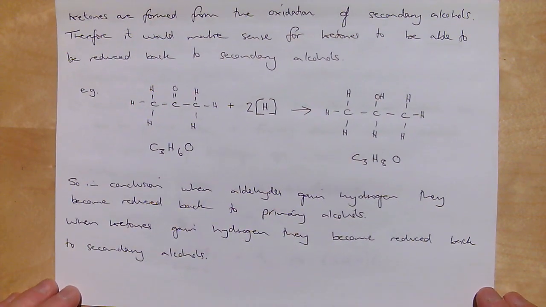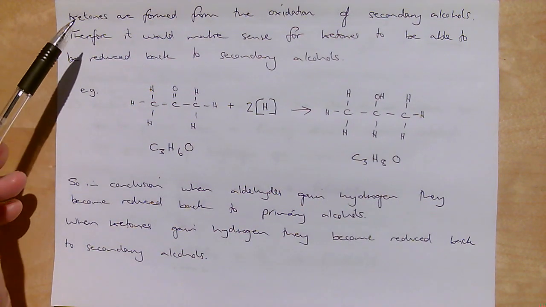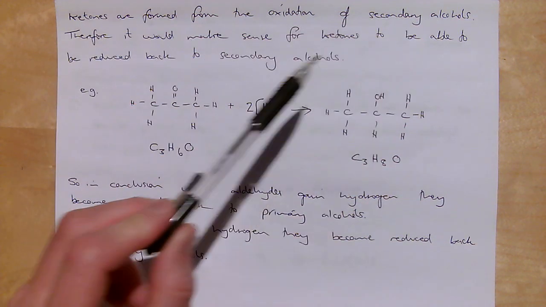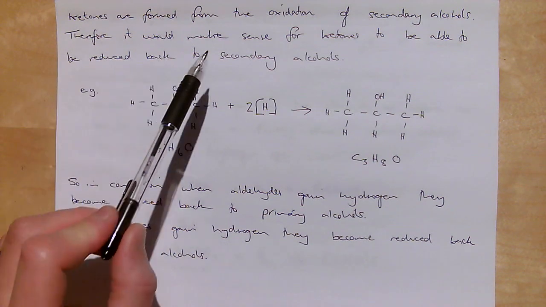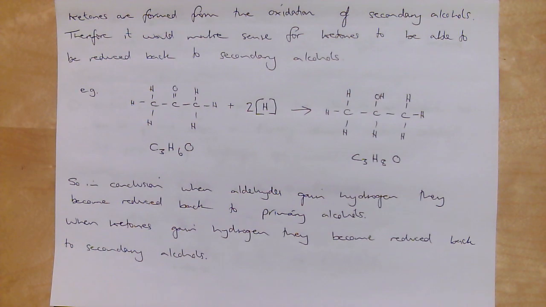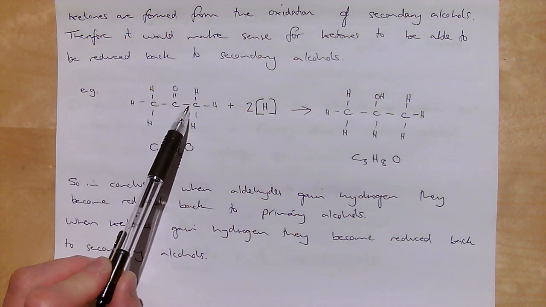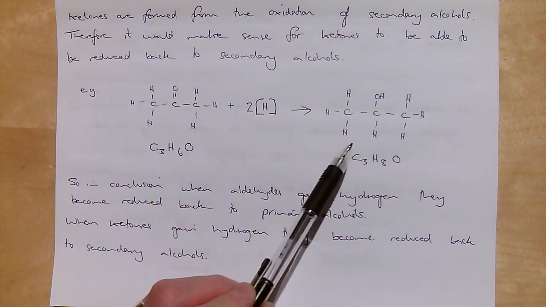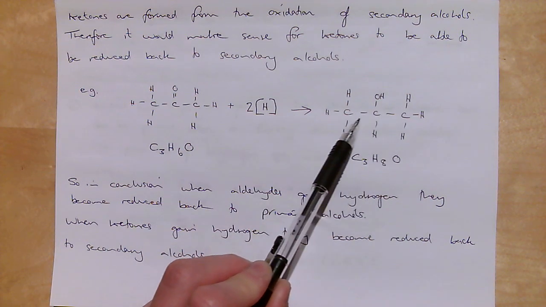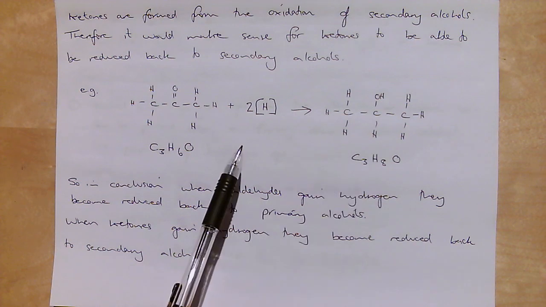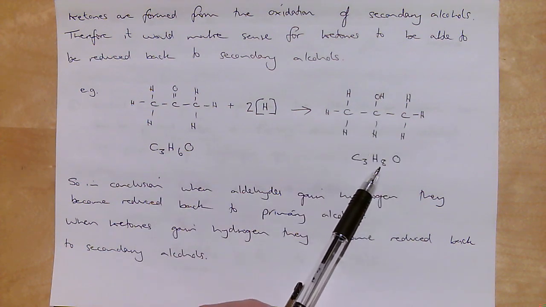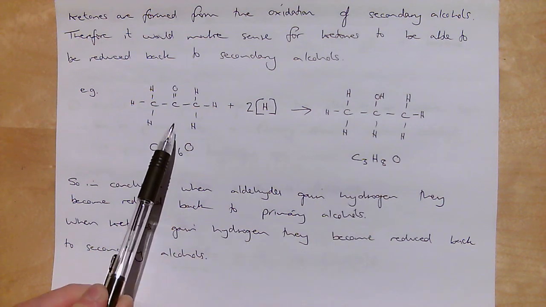Okay, it's also worth remembering from year 12 that ketones are formed from the oxidation of secondary alcohols. So it would make sense for ketones to be able to be reduced back to secondary alcohols. So there's my ketone meth-eth prop, that's propanone, and I can reduce that back to meth-eth propan-2-ol. You can see from the molecular formulae that the propan-2-ol has 2 more hydrogens than the propanone.